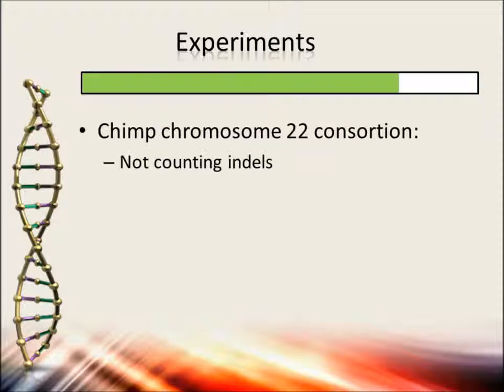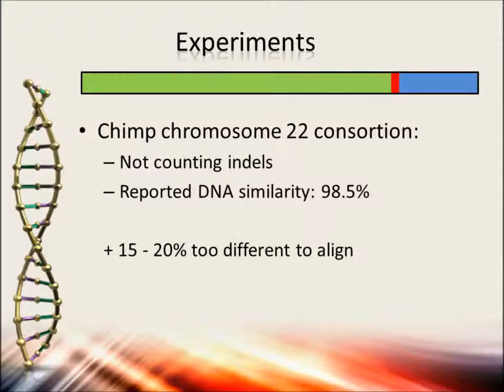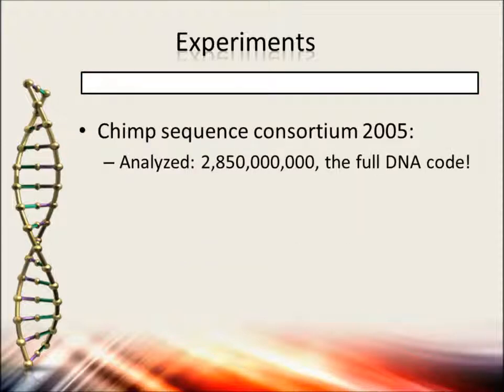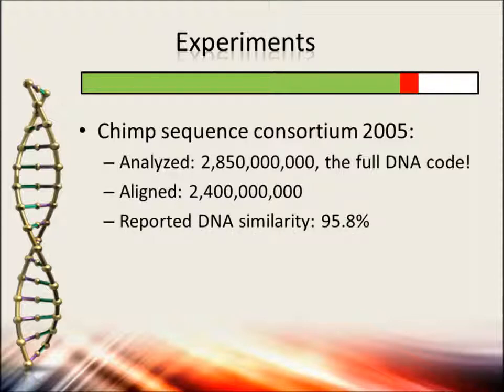Chimp chromosome 22 consortium reported 98.5% DNA similarity, and the amount of removed data was between 15 to 20% of the investigated genome. In 2005, scientists managed to analyze 2.8 billion base pairs, which is actually the entire genome of the human and chimp, they got 2.4 billion base pairs aligned and reported a similarity of 95.8%. But again, 60% was too different to align and thus removed before analysis.